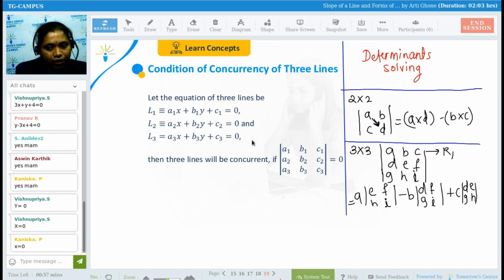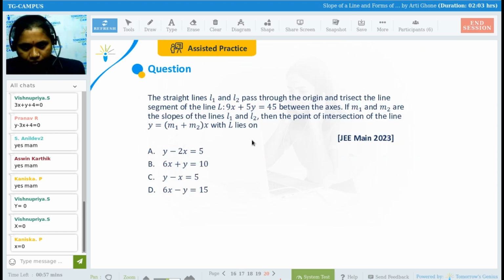The same 2 by 2 procedure is required for 3 by 3, multiplied with the row 1 elements, and for the row 1 element sequence you have to always take plus, minus, plus. The middle element is always taken minus. Clear? So this is the condition of concurrency. Clear? With the theory? Okay.